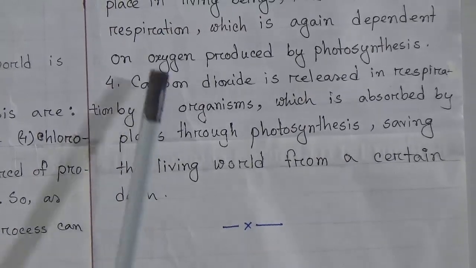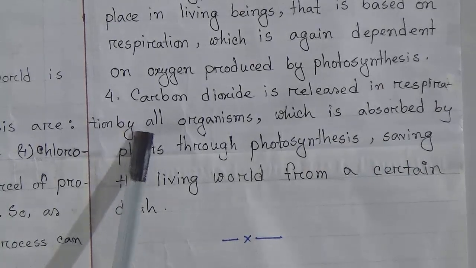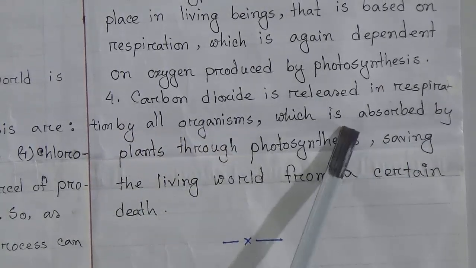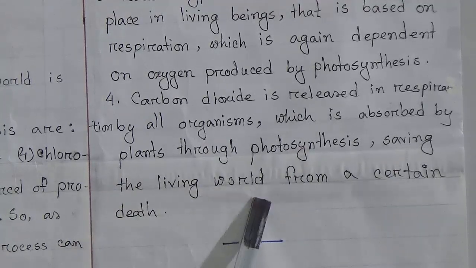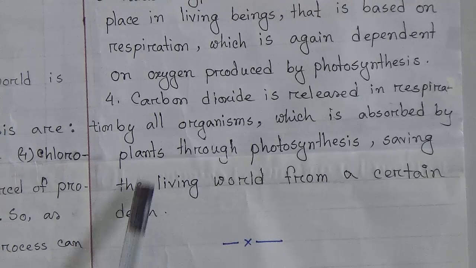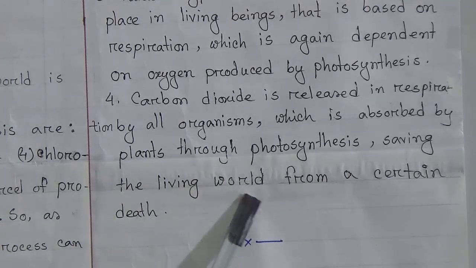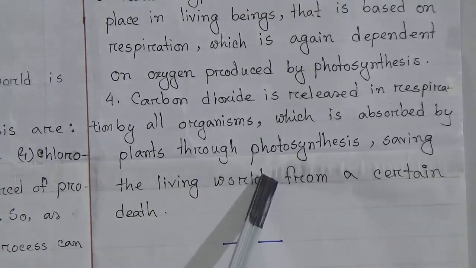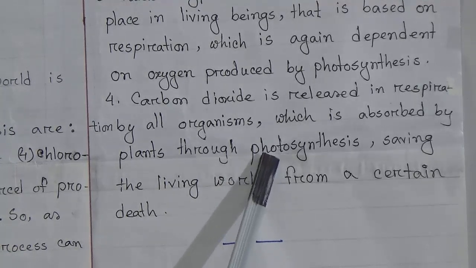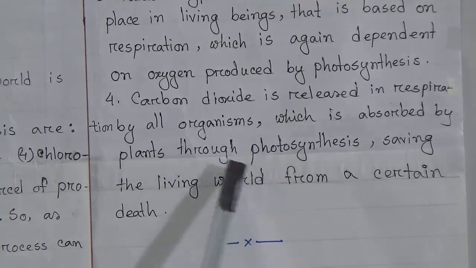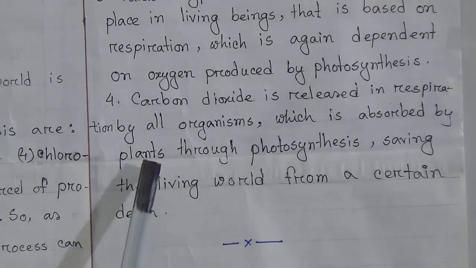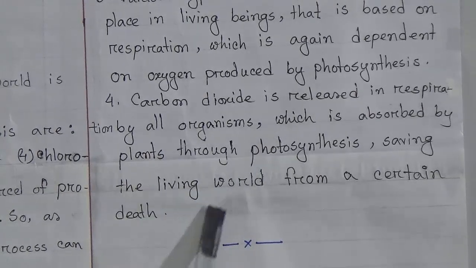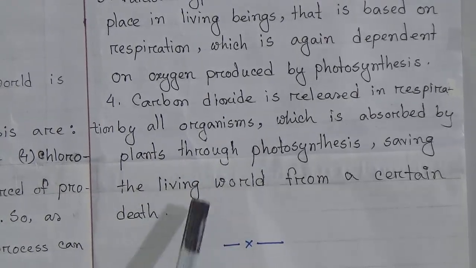And fourth importance is, carbon dioxide is released in respiration by all organisms, which is absorbed by plants through photosynthesis, saving the living world from certain death. That means carbon dioxide is very harmful for our environment. If it increases, nobody can live on earth, but the plants absorb the carbon dioxide for making their food, and we get the benefit of this.